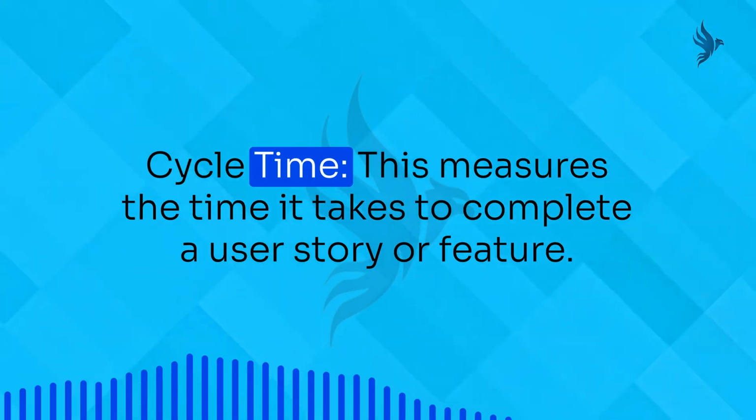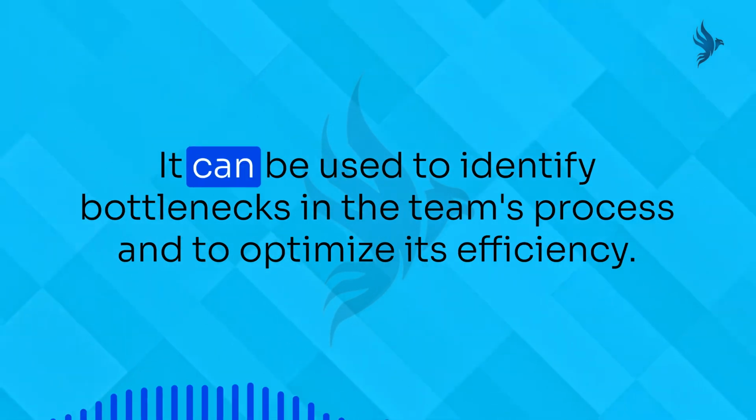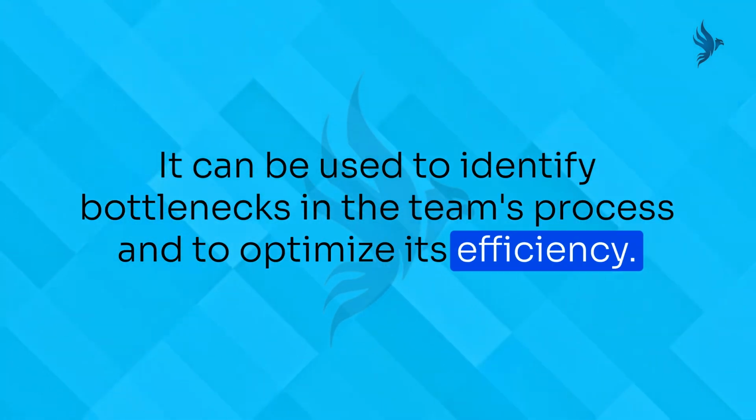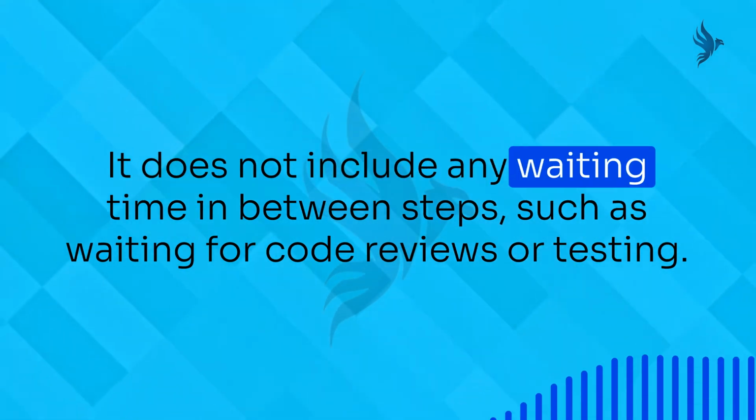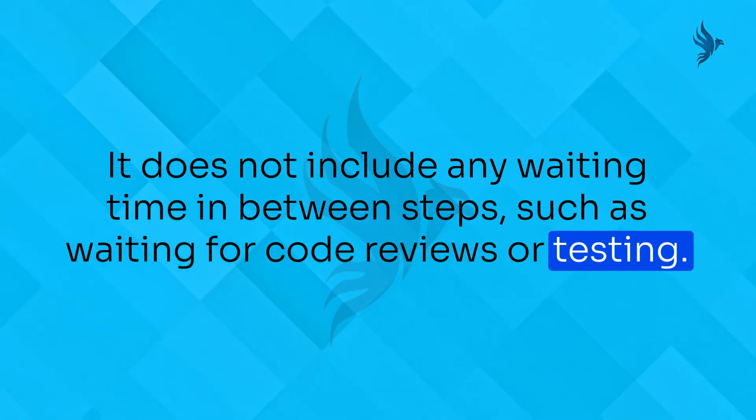2. Cycle time. This measures the time it takes to complete a user story or feature. It can be used to identify bottlenecks in the team's process and to optimize its efficiency. It does not include any waiting time in between steps, such as waiting for code reviews or testing.